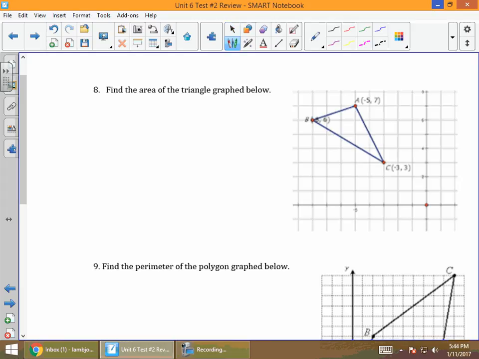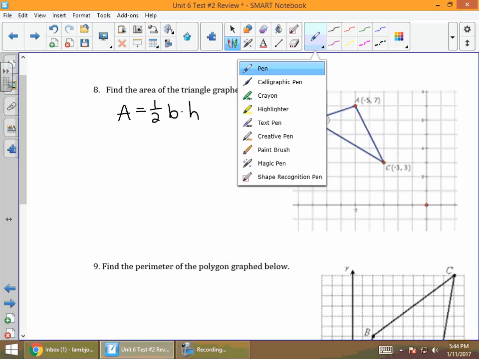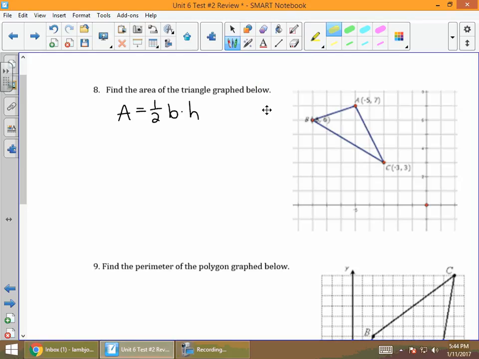And the first question says, find the area of the triangle. So the area of a triangle is 1/2 base times height. Now I need to find a base and a height. And it is a triangle. So the best thing to do is I like to take a highlighter and wrap this thing in a rectangle. So how high does this triangle go?